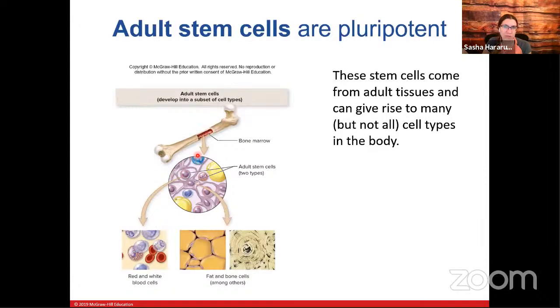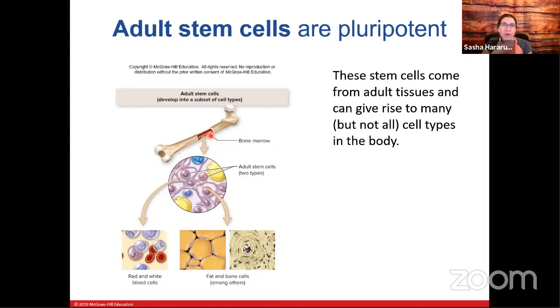Adults also have stem cells. However, they cannot differentiate into many organs. The stem cells within our body are typically contained in the bone marrow. However, these stem cells can only become red and white blood cells, fat and bone cells. So these stem cells can regenerate whatever is around them, so since red and white blood cells are formed in the bone marrow, the stem cells within the bone marrow can generate the red and white blood cells.